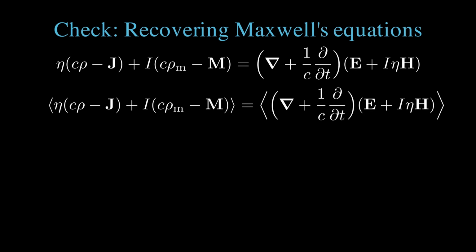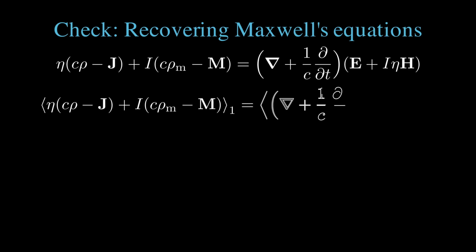All of the grade selections from the current and charge multivector are trivial, as we explicitly have one term for each grade. On the right-hand side, the time partials contribute only vector and scalar grades, and grad I eta H has only vector and trivector grades. This leaves us with eta C rho as the grade 0 selection of grad E. That is, grad.E equals rho over epsilon.